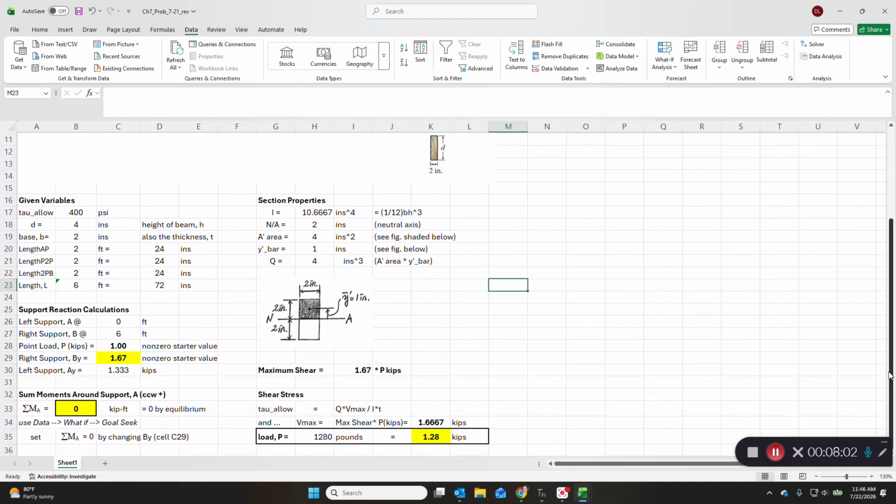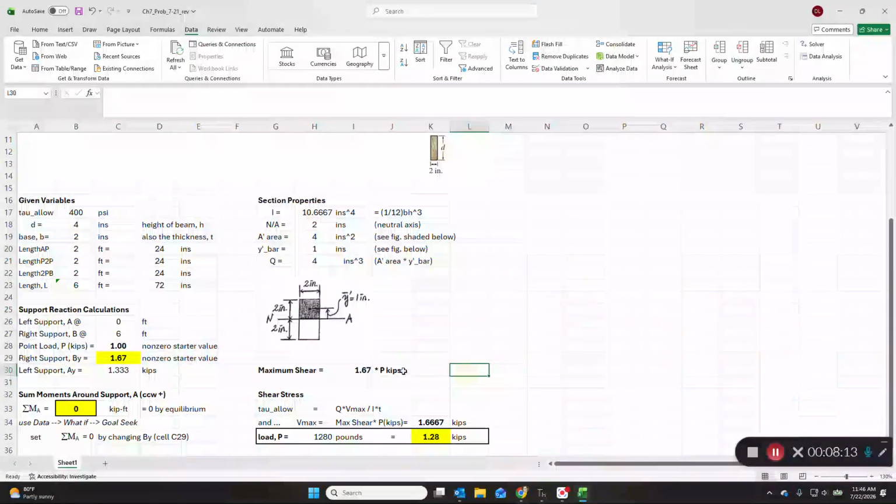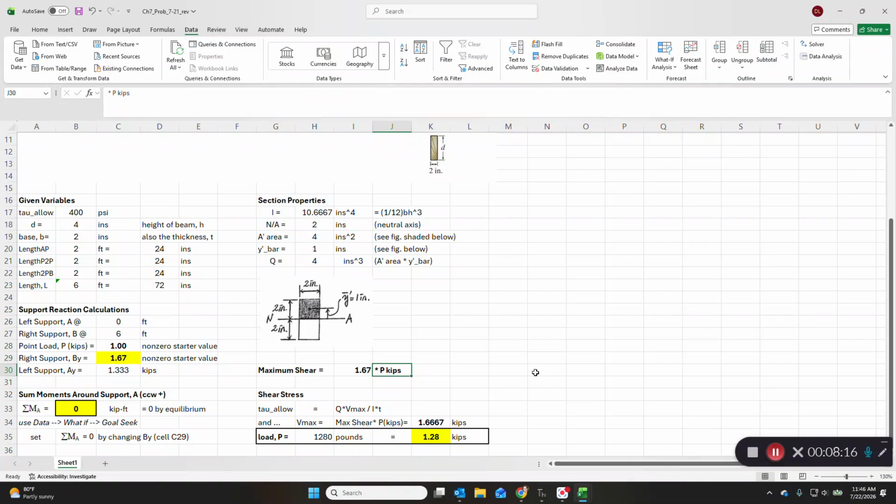So our maximum shear then is 1.67, which is the right support, right? That's the higher of the two values, times P kips, whatever P is, all right? So we want to find out what's the maximum value of P. So we'll do our calculation here for shear stress, tau allowable, which was given to us, 400 psi, is equal to Q times V max over I T. Okay, so here's your Q calculation, is 4 inches cubed.